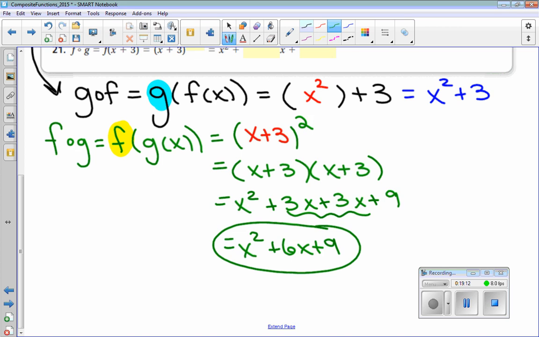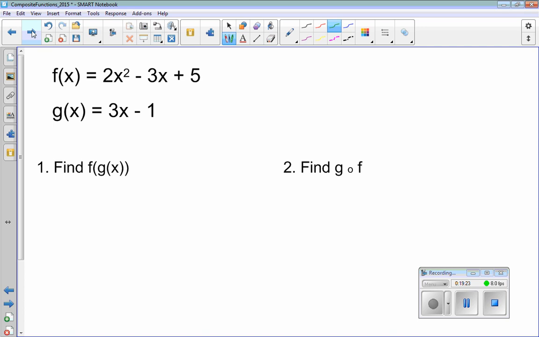Okay? f of g and g of f. Again, do you see why I like this notation, f of g of x and g of f of x, better? Because it shows you what you're plugging in. Okay? So I'm going to pause the recording. I have two new functions. And I want you, this one's a little harder because you have x squared, you have a 2, you've got a bunch of stuff going on. Can we do this? Find f of g and g of f. You can. I have faith in you.